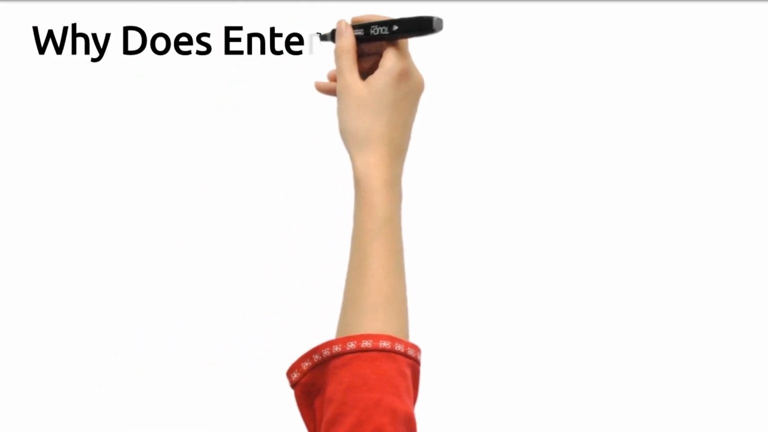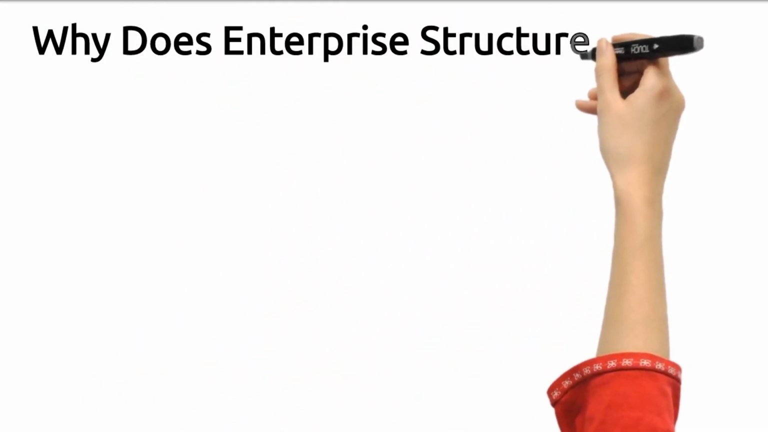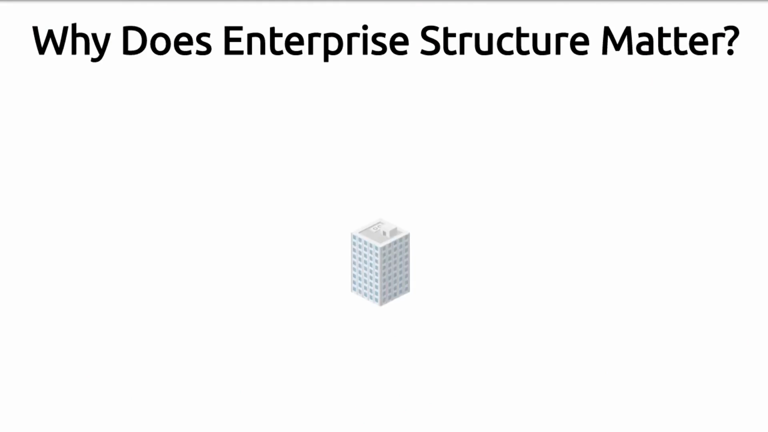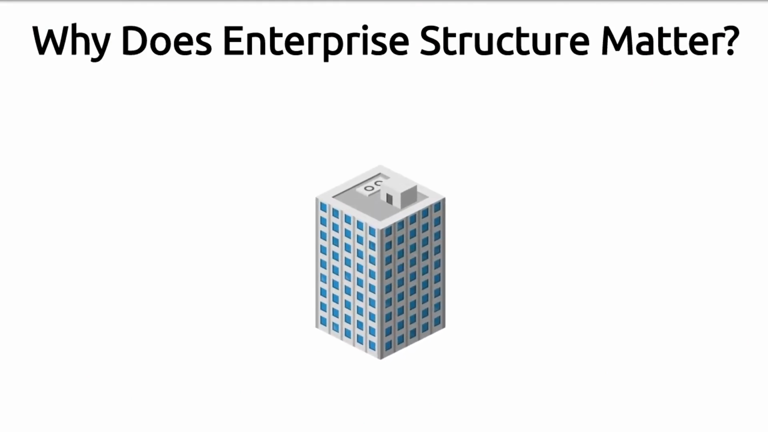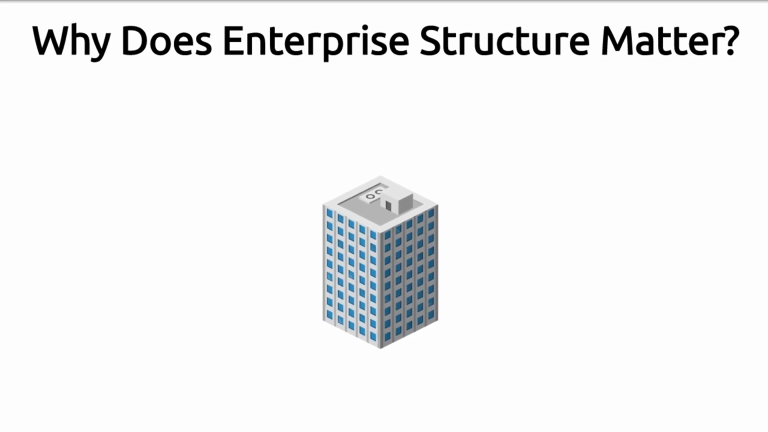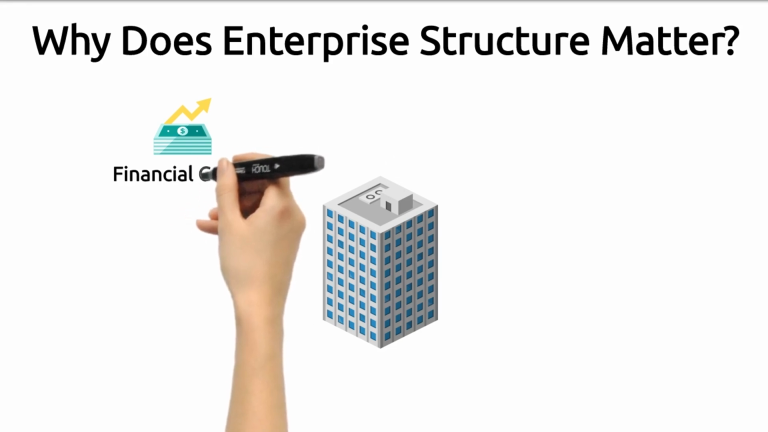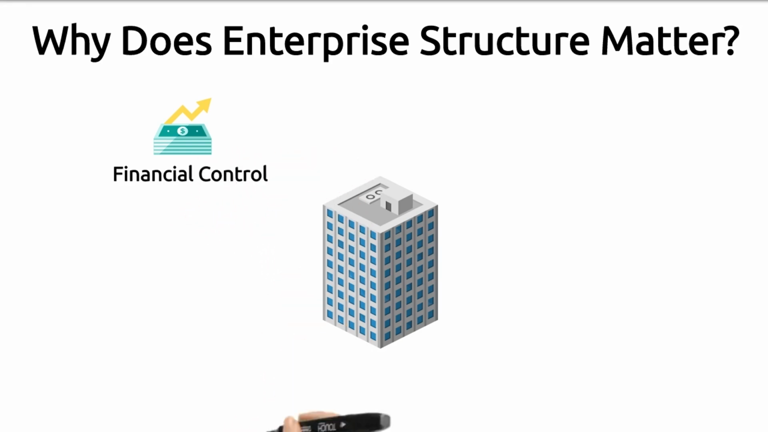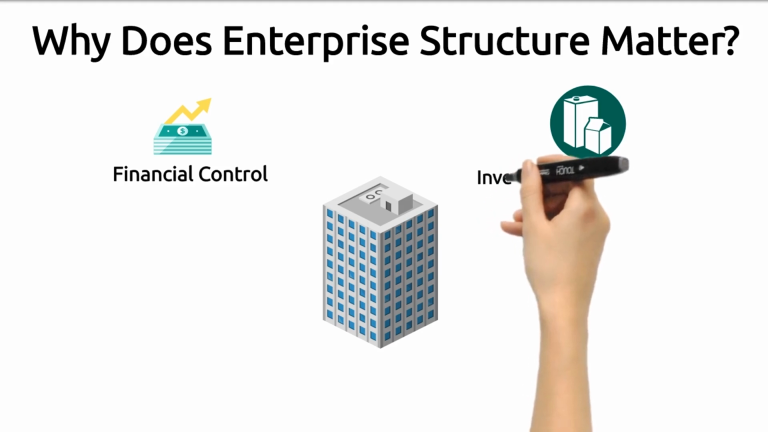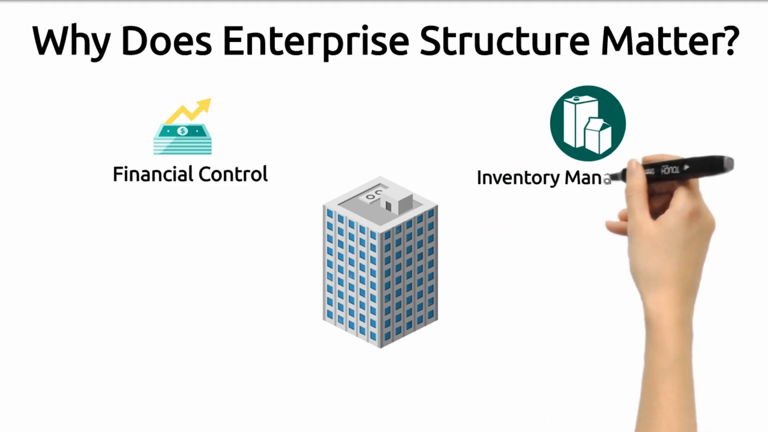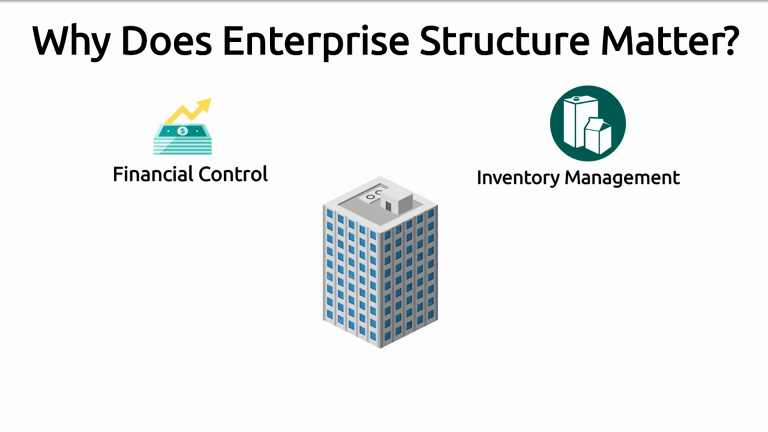Why do we care about this? There are four main reasons. First, financial control. If ABC Consumer Goods has a Mumbai plant and a Pune plant, they need separate profit centers. Without a clear structure, you can't tell if Pune is profitable or losing money. Second, inventory management. Raw materials stored in Mumbai shouldn't be confused with Pune's finished goods. Each plant has its own stock, and the system must track them separately.